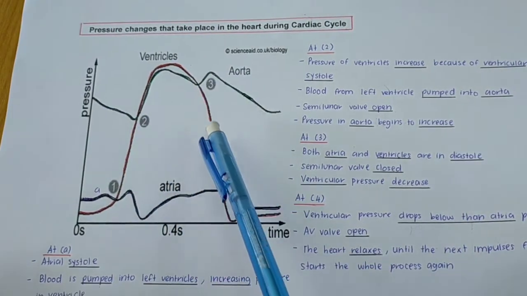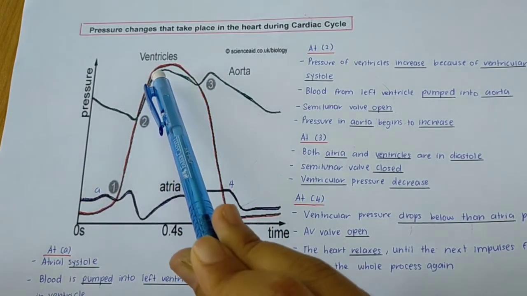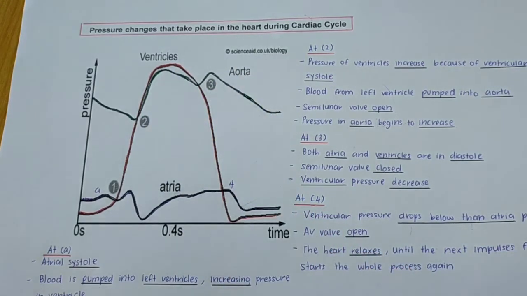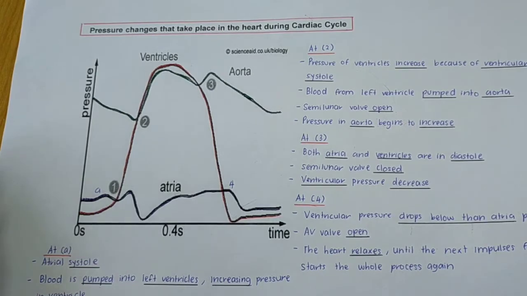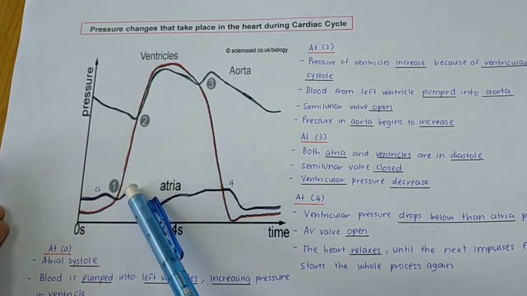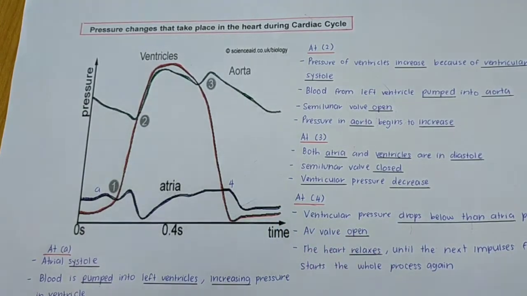Actually, if you look at this graph, this ventricle refers to the left ventricle, because it relates to the aorta. What you have to explain in this graph, there are several important points. First, you have to explain what happened at A, 1, 2, 3 and also 4. So we look at them one by one.